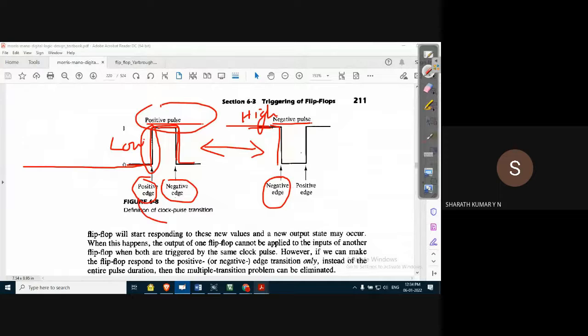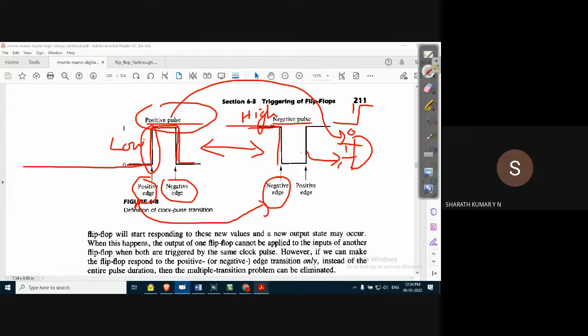Because of this major difference, for example, let us say for an AND gate, one input is a positive pulse and another input is a negative pulse. Let us say the positive pulse input is going from low to high, that means from 0 to 1. Let us take this transition as 1. The negative pulse is going from 1 to 0.